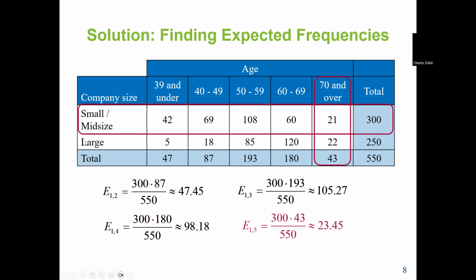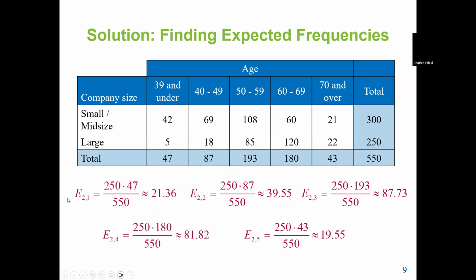And we have to do the same thing for the second row. So we have to look for E21, E22, E23, 24, 25. And that's what we have here. E21, it will be, so now the second row total is 250. So now we are going to use 250 throughout.